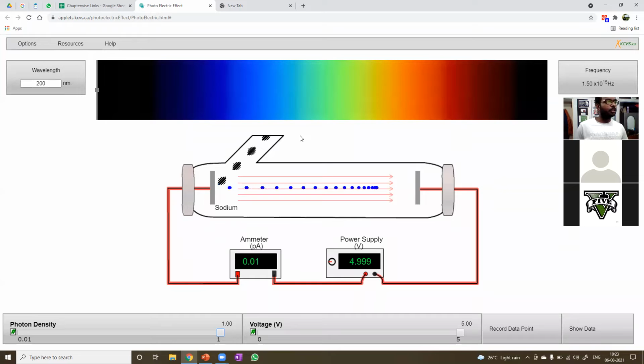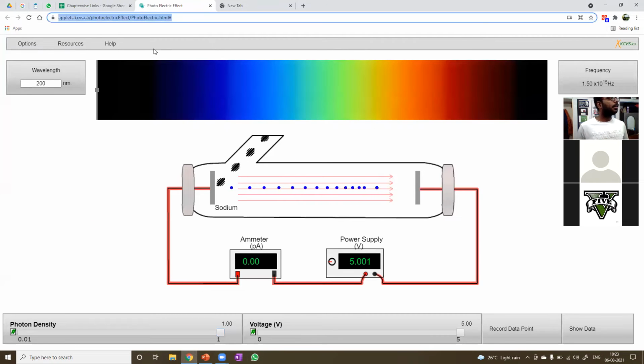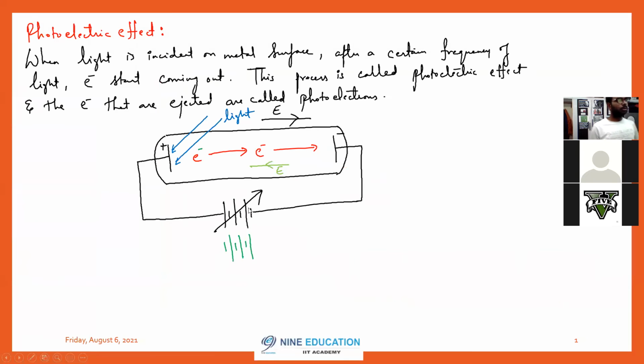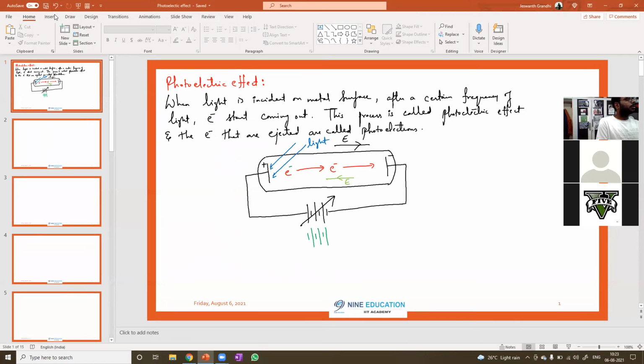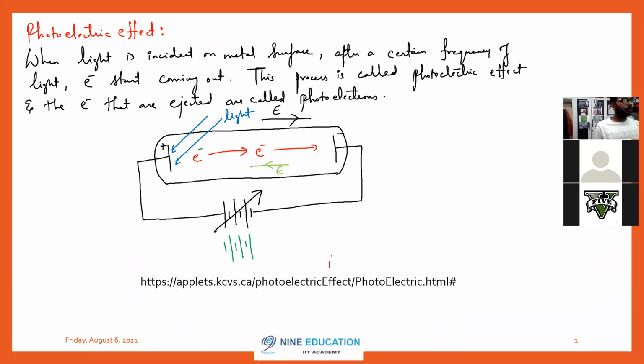Okay, so let me stop this simulation. Let us go back. I will paste this link. Photoelectric effect simulation.